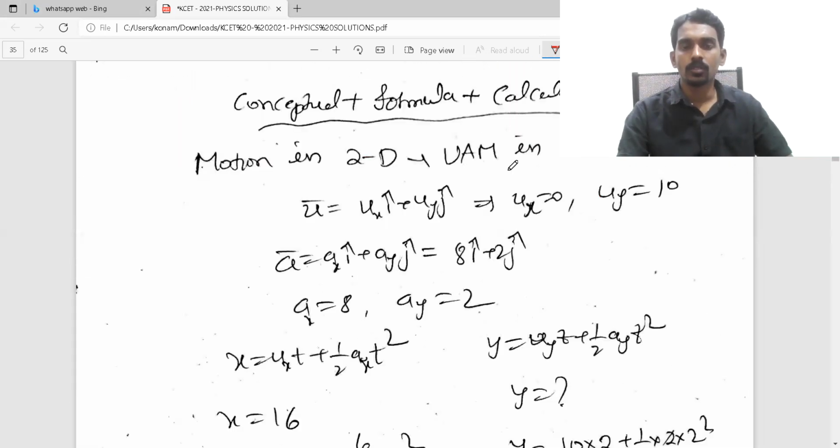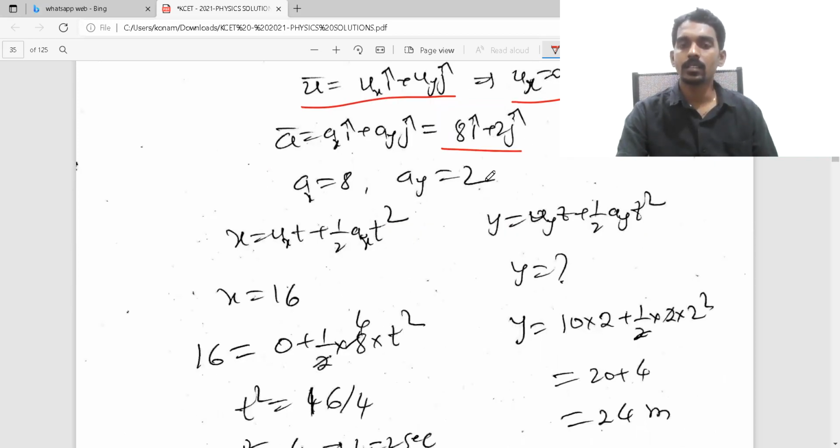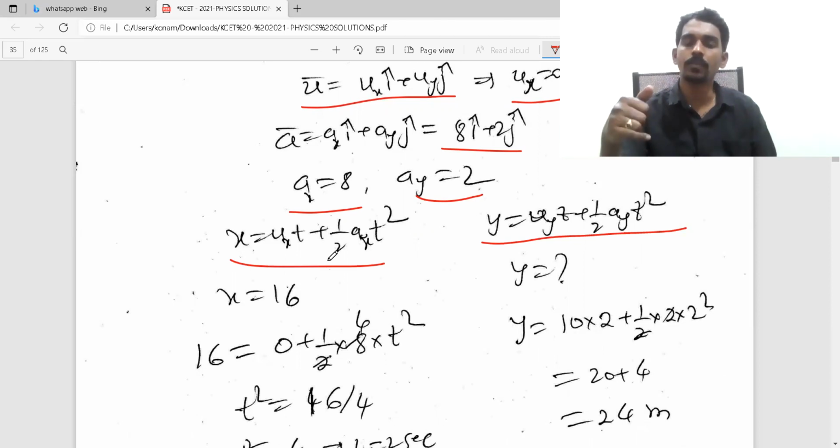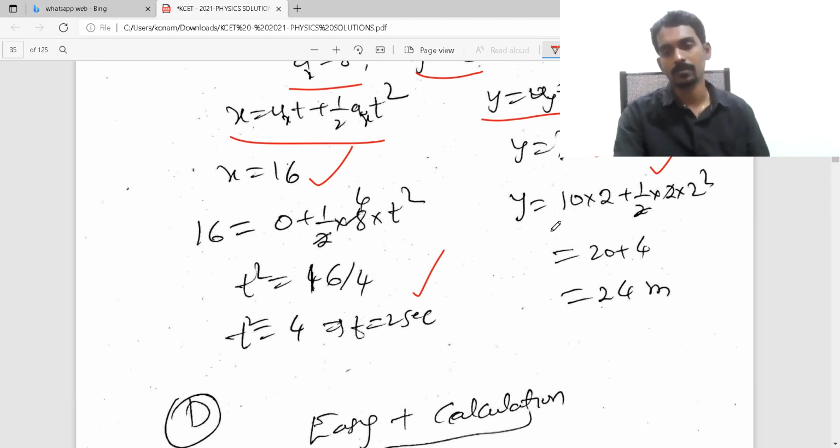So see here, uniform acceleration motion in two dimensions. The initial velocity I have taken as ux i plus uy j. Only the j term is there, so ux is 0. And in acceleration both i and j terms are there, so ax and ay both are there. Then the x value and y value use the same formula. The general formula is what? ut plus half at square, but for x separately and for y separately. The x value they have given, the y value we have to find. So from the x value you find the time value, then substitute that in the y equation.